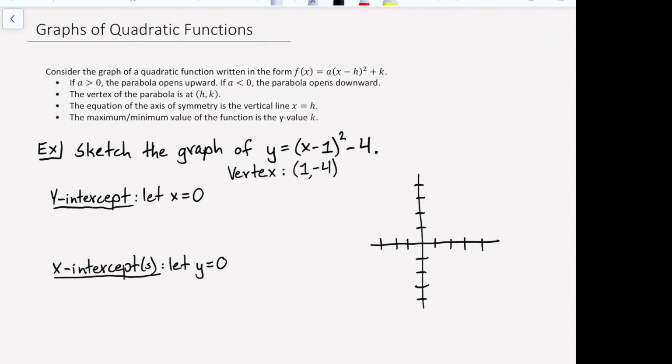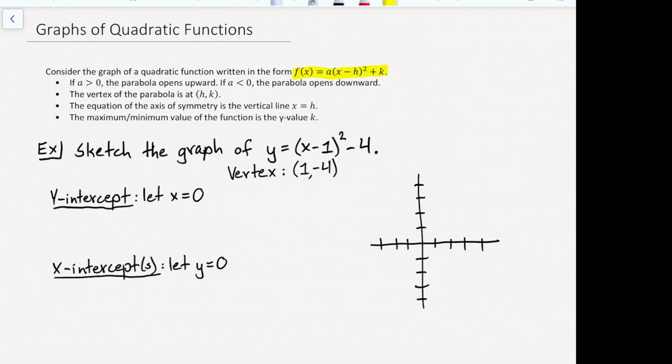In this video, I would like to review some of the properties of the graphs of quadratic functions. We are assuming that you are already somewhat familiar with the graph of a parabola, and so this will be a quick overview of some key points.